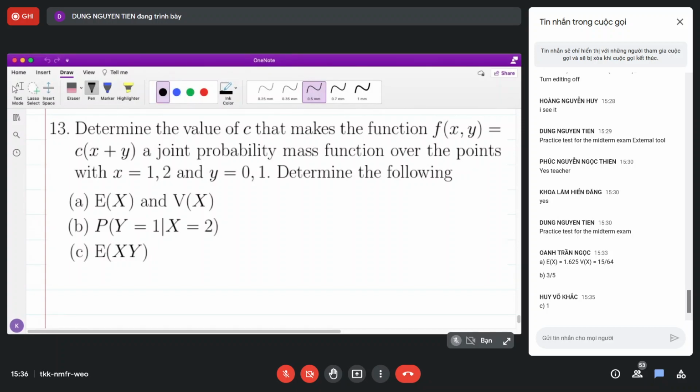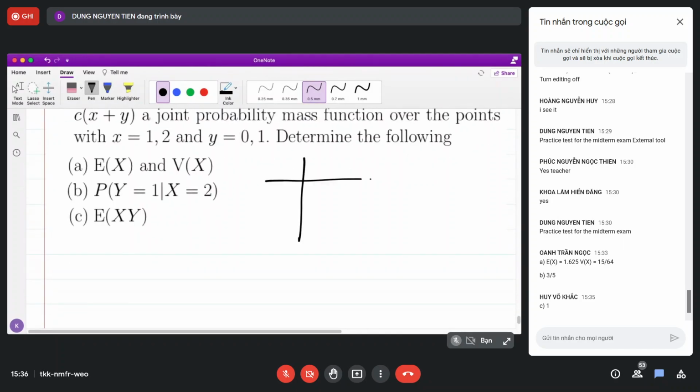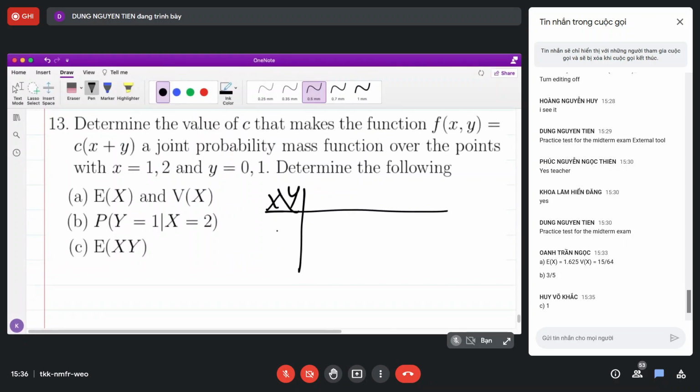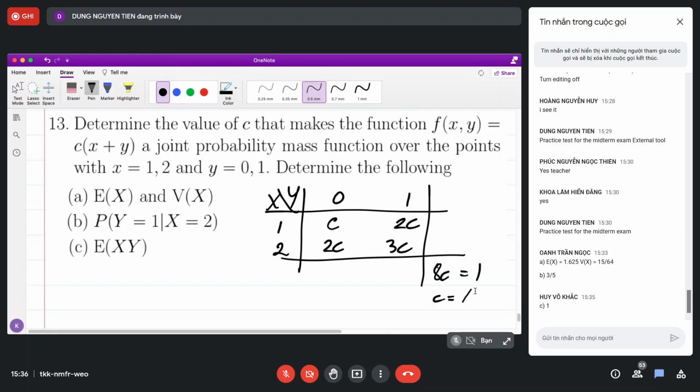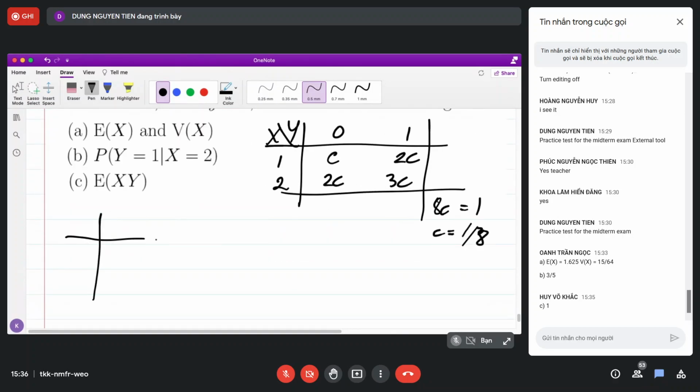Okay, let's give it a try. Now, let's have a look at the table here. You get the x and y. X could be 1 or 2, Y could be 0 or 1. And then you get C, 2C, 2C, and 3C. Okay? And the total sum is 8C. That must be 1, so C is 1 over 8. Do you understand? Okay.